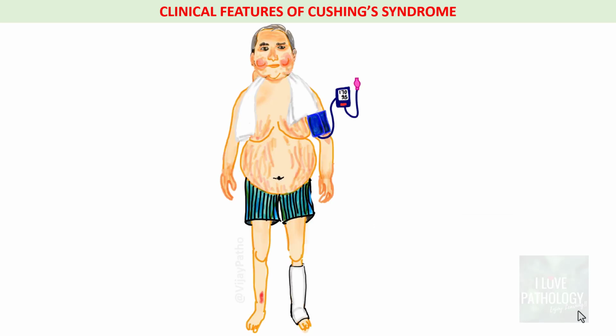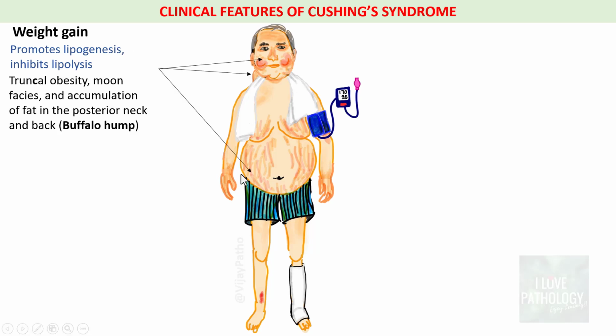So the clinical features, I'll just try to explain with this illustration. The most important clinical feature would be weight gain. Now, why is there weight gain? Because the glucocorticoids promote lipogenesis and inhibit lipolysis. So there is more and more accumulation of fat. And this accumulation of fat is more so in the trunk, the back, and the face, because these are the areas where they have a lot of adipokine receptors. So that's why there is more and more accumulation of fat in these areas.